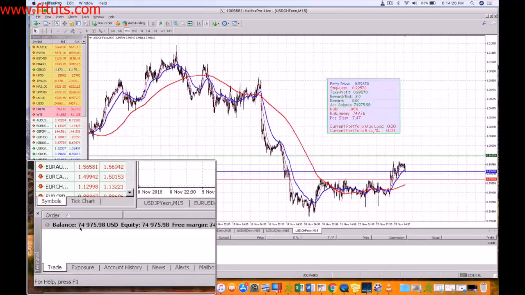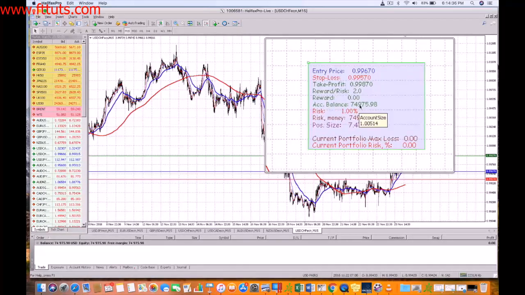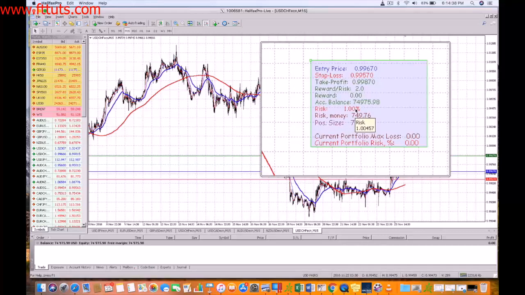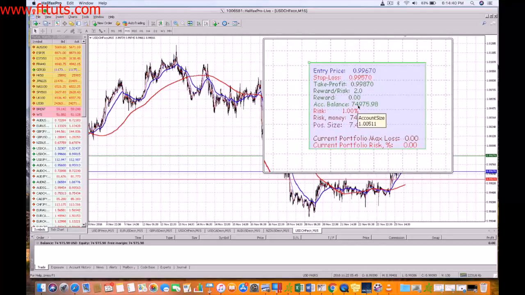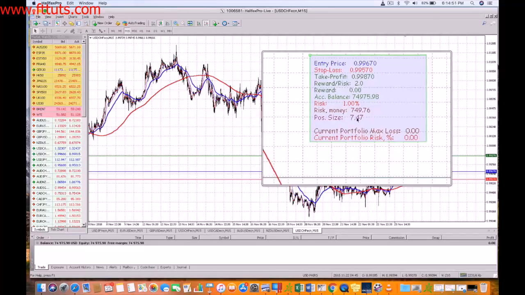So in this case, again, it's $74,975 US. This indicator is really smart because it will immediately read your account balance and put it here for you. You will risk 1% of your account balance, and it will also show you your risk to return ratio. In this case, we are risking 1 to 2, and it'll tell you how many lots to buy.